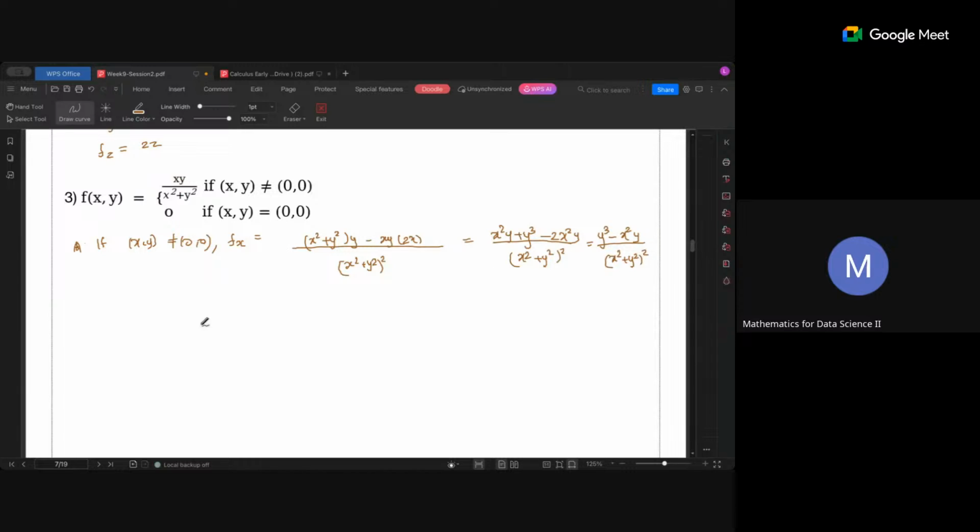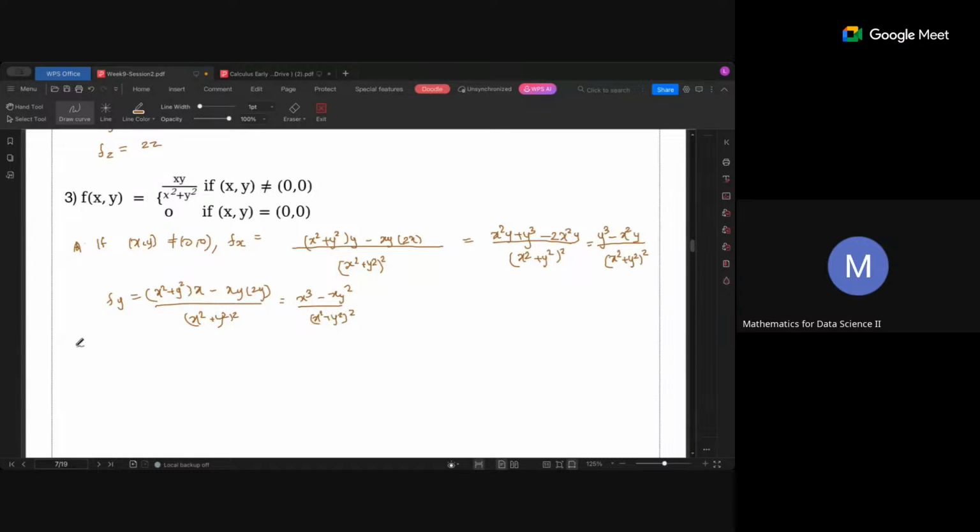Okay. Now what is fy when x comma y is not equal to 0, 0? Just replace the terms. x cube minus y square x. So here you have x, xy into 2y by x squared plus y squared the whole square. So you will have x cube minus xy squared by x squared plus y squared the whole square.